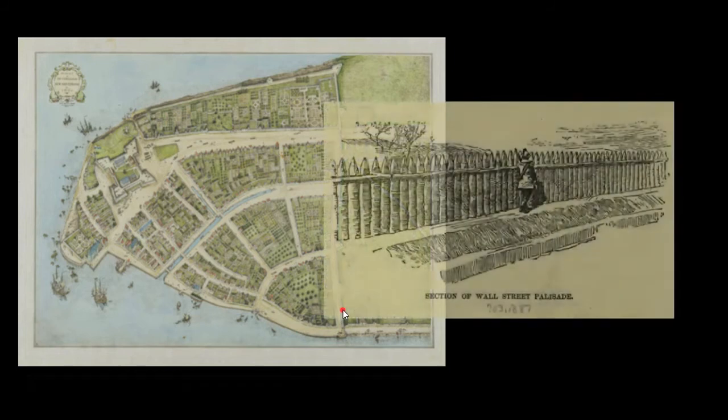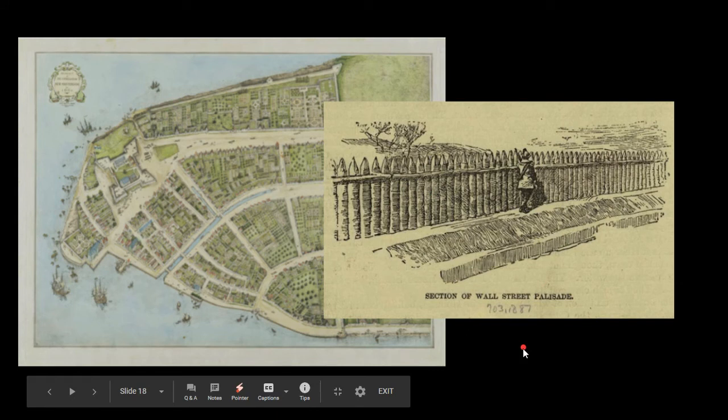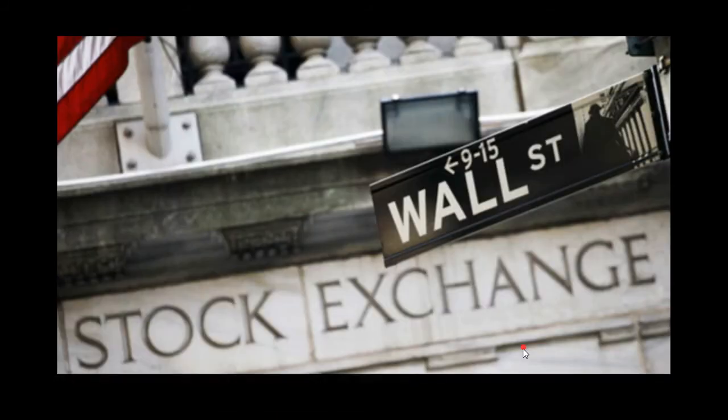I'm telling you this because this wall, which was erected by the Dutch, remained there, and they built a little road along that wall, and that road became one of the most famous streets in the world, Wall Street. Wall Street today is where major banks that do business worldwide have their headquarters, and especially the New York Stock Exchange, where corporations from across America and across the world trade stock.